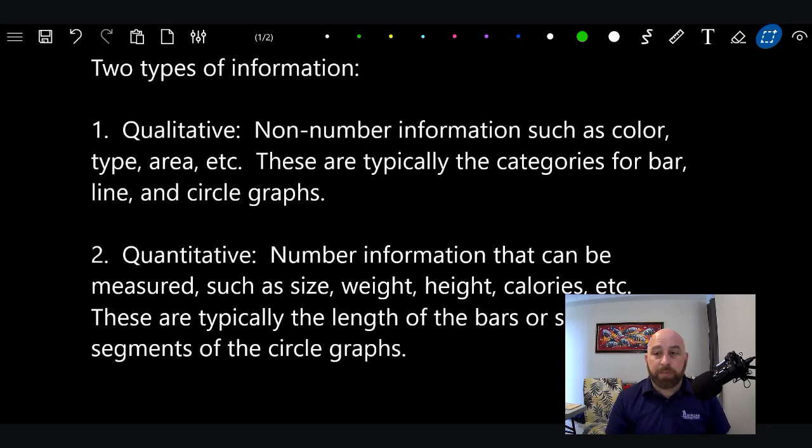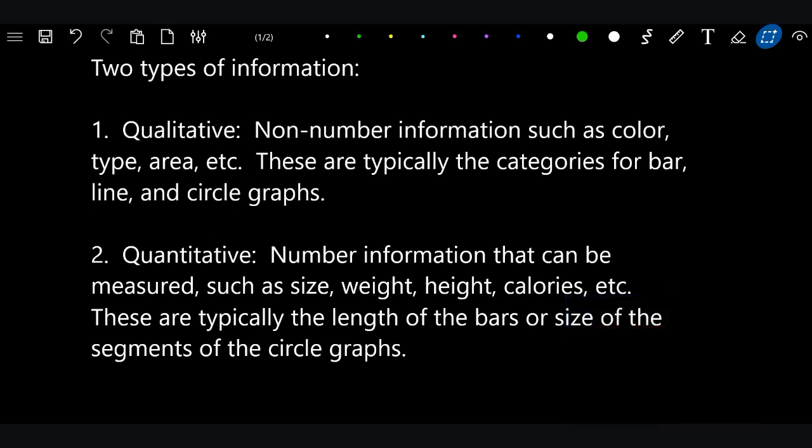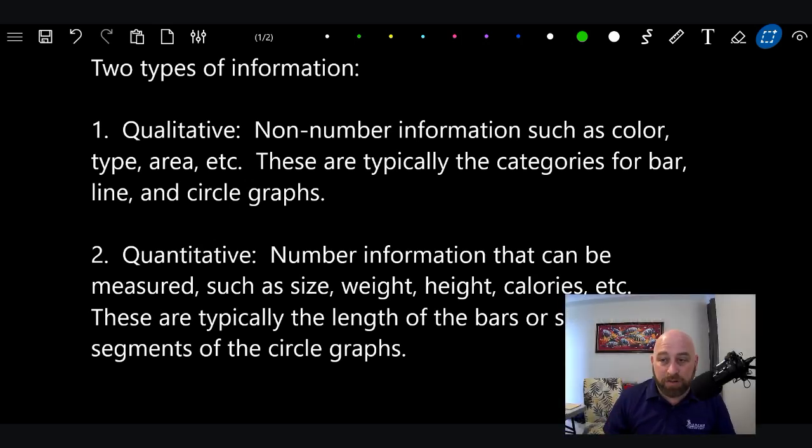The second type of information that we're going to be dealing with in statistics is called quantitative, and that sounds like quantity. And it's exactly what it is. We're talking about quantities, how much of something. This is number information, things that can be measured, things like size, weight, height, calories. All things that you can measure are quantitative. Can we measure the number of plays that Shakespeare did? Yeah, we could measure that. So that's quantity. But the types of plays are quality.